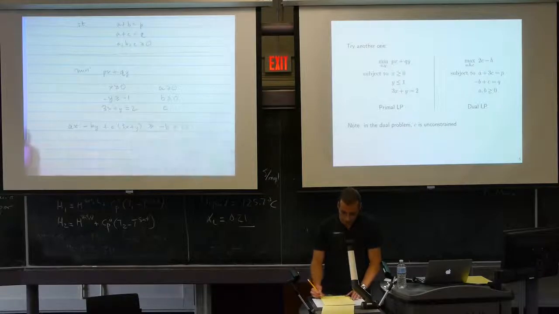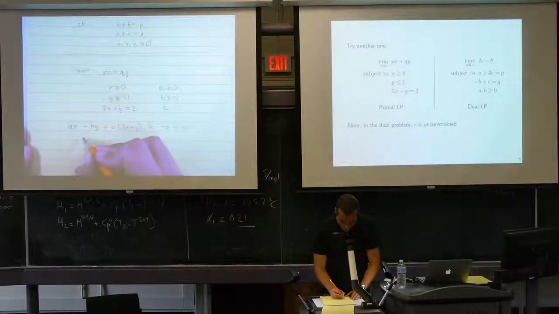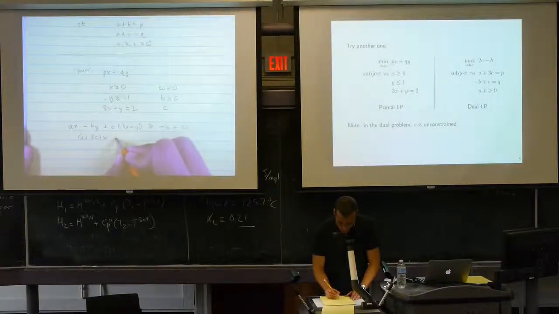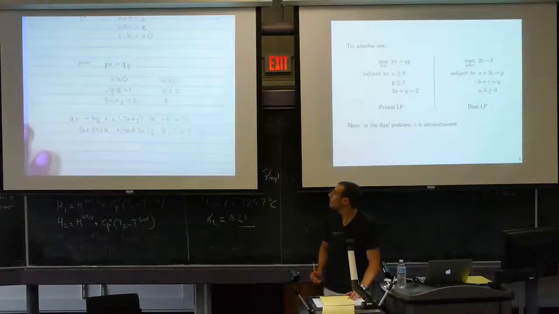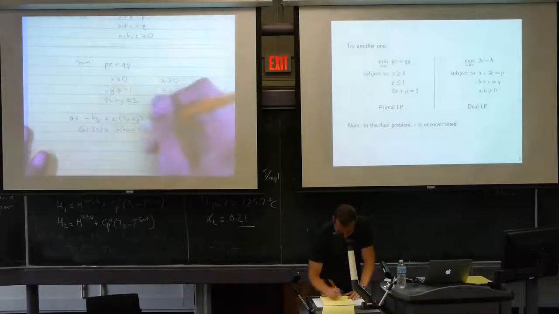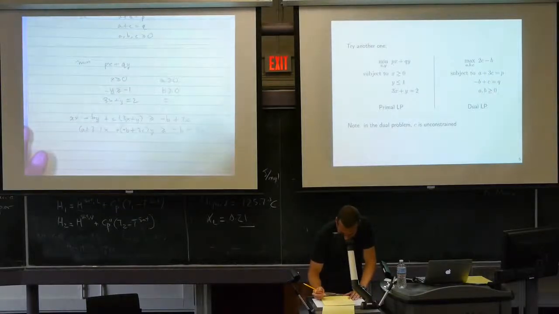Okay, so again, let's collect terms on x. So I get a plus 3c times x, and I get minus b plus 3c times y is bigger than or equal to minus b plus 2c. I made a mistake. There's no c in here.